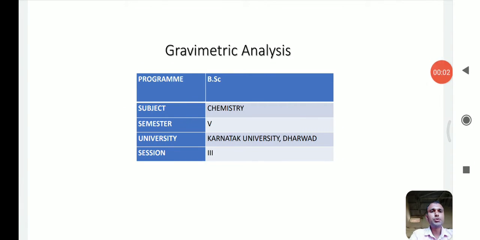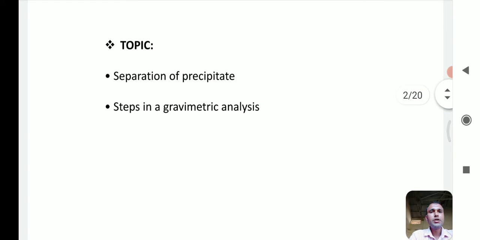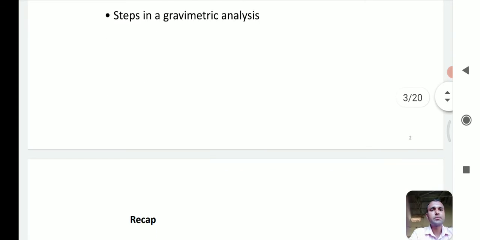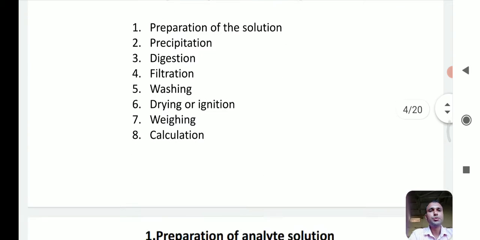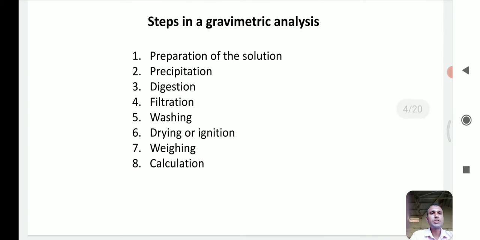Okay, welcome to session 3 of gravimetric analysis. In this session, we are going to study the separation of precipitate and the steps involved in the gravimetric analysis. In the previous session, we learned about the purity of the precipitate, co-precipitation, post-precipitation, and how to avoid them. And let us study what are the steps involved in the gravimetric analysis.